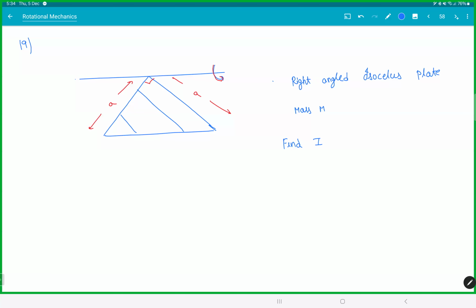Now you can't use MH squared by 6, because that is derived for when it's a base. This is something else.